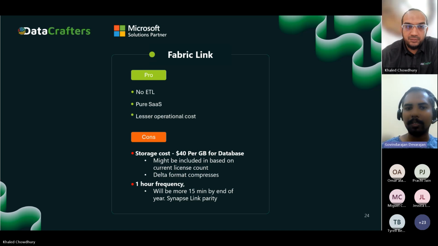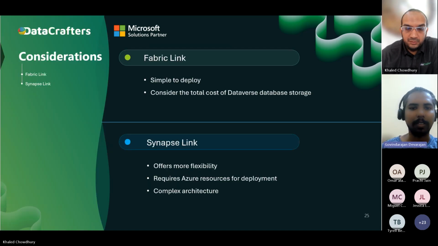And just to highlight, Synapse Link is less complex compared to export to data lake, but Fabric Link is the simplest of all. So if you think about the management perspective, meaning how many people are actually working on setting it up and building the architecture, it would be much easier to work with Fabric Link.